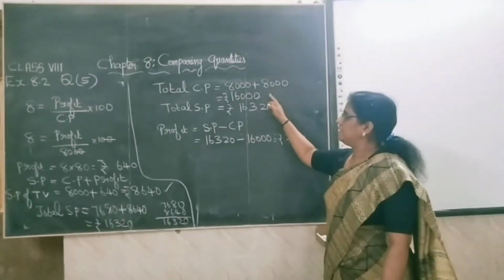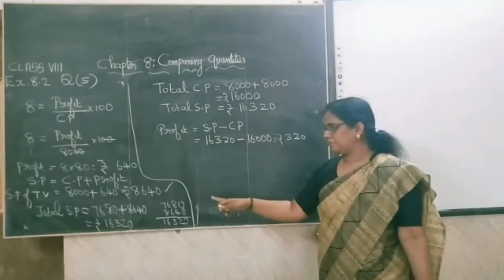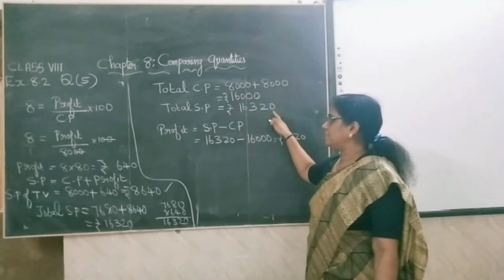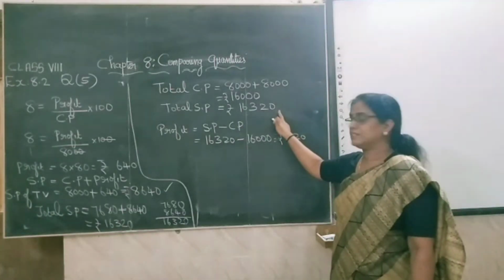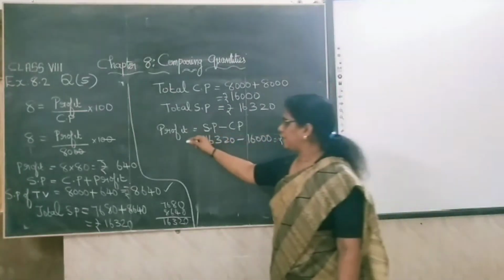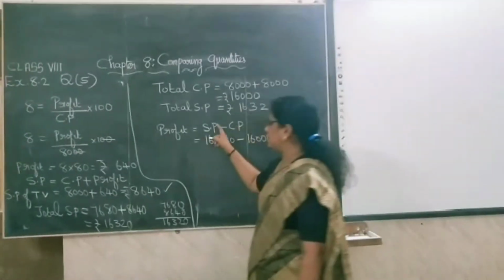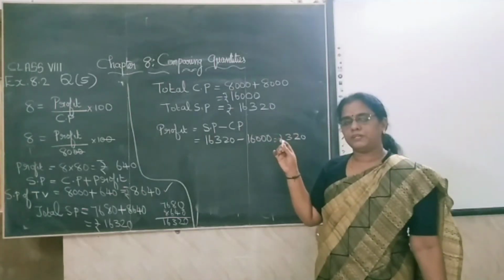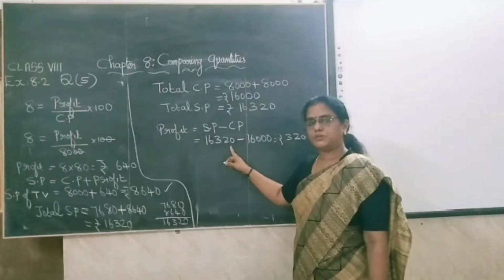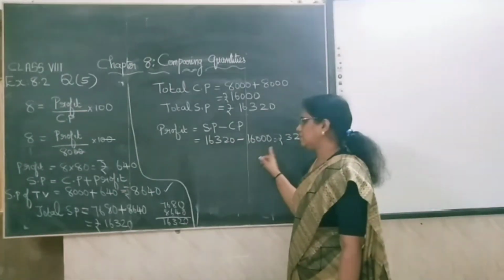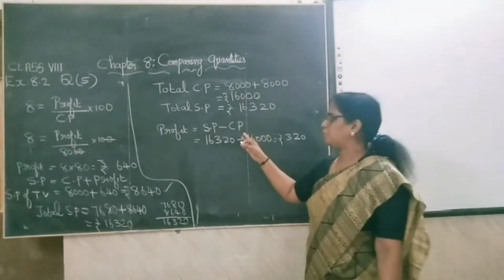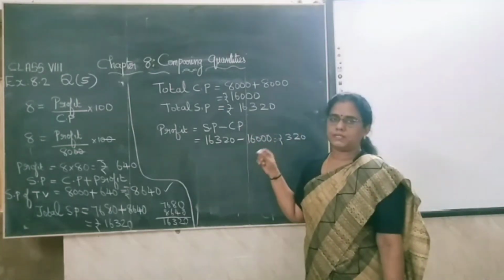Now total CP is 16,000 and total SP we got is 16,320. And by looking at this, you can see there is profit because the selling price is the bigger number. So we can say there is profit, and profit we can find by SP minus CP. If there is profit, I told you SP will be greater. So the big number we can write first, 16,320 minus 16,000, the answer will be 320. Now, since there is profit, we have to find the profit percentage.